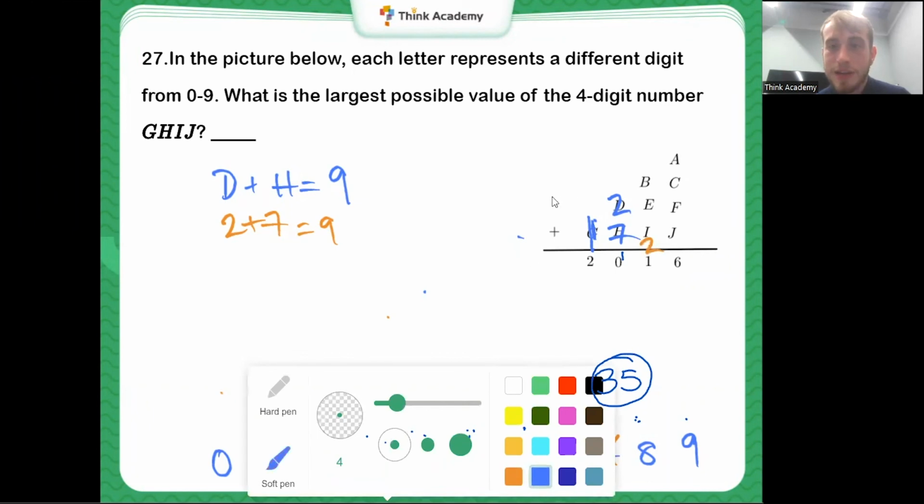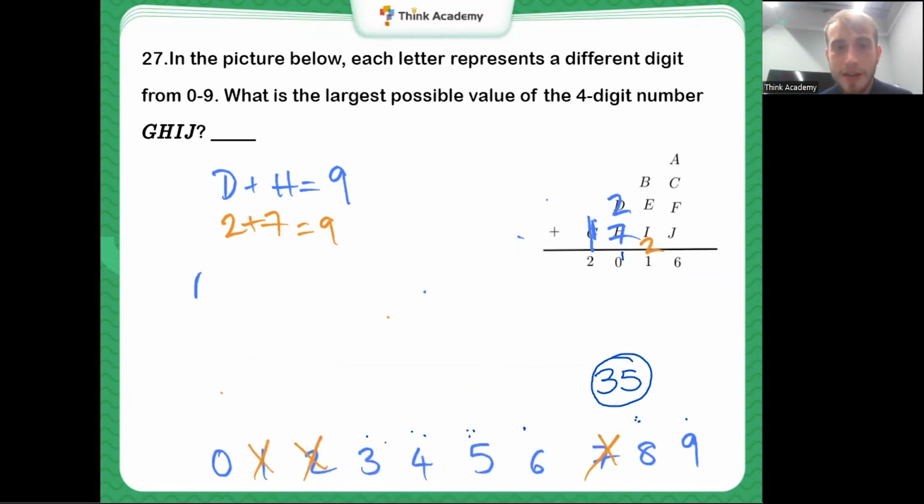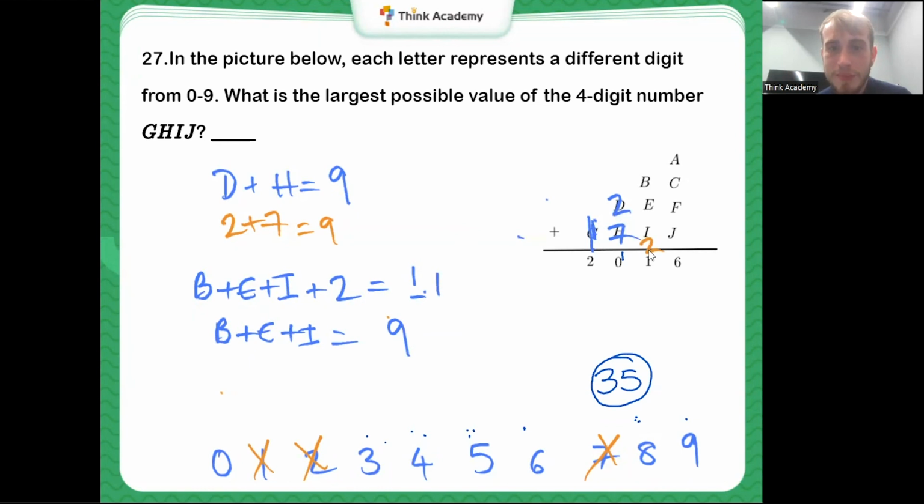And again, using that trick, we want B plus E plus I, plus our carryover of 2, to be equal to something which ends in 1. Something 1, which we were hoping was going to be 11. Now, if we get rid of that 2, then I know that B plus E plus I has to be equal to 9. And then we can use the trick of trying to make sure that I is the biggest. So if we want I to be the biggest, then B and E need to be the smallest.